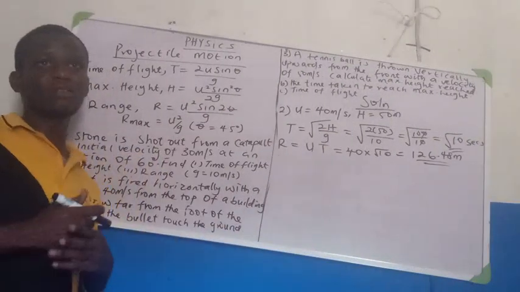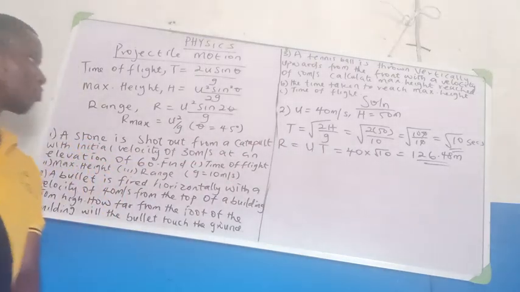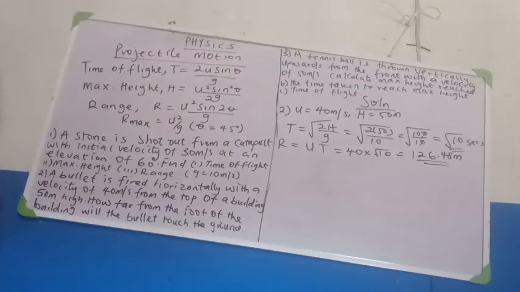Here, we are dealing with the horizontal velocity, which is 40 meters per second, and not the vertical velocity. If we were given the vertical velocity, we would make use of this formula, and I would get our answer very quickly.